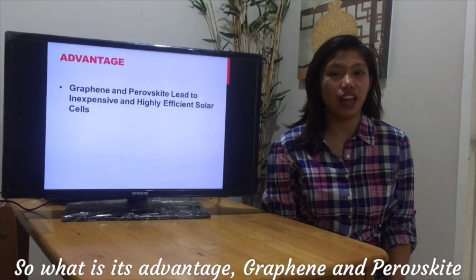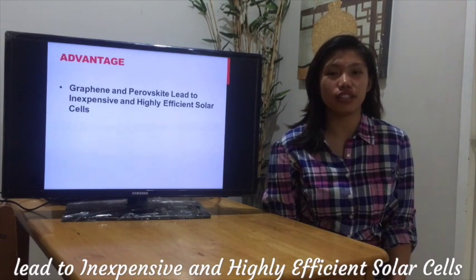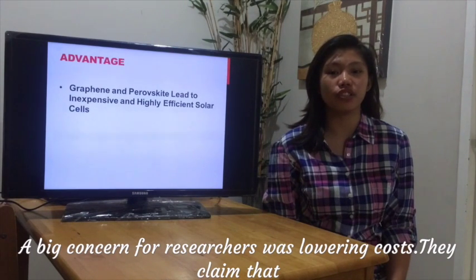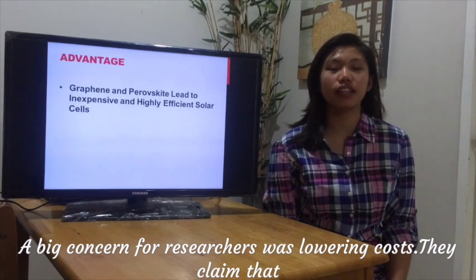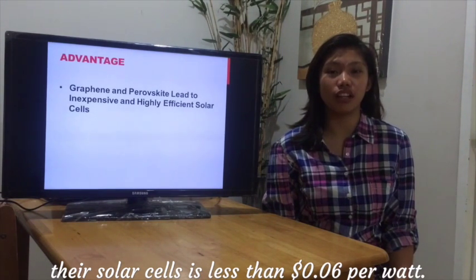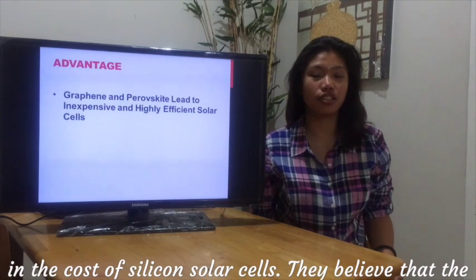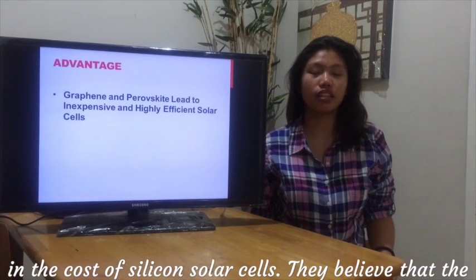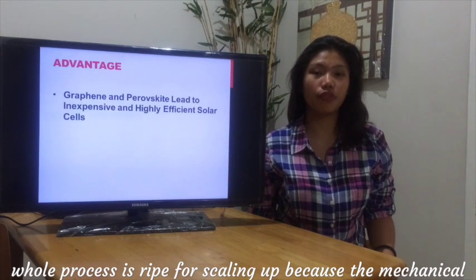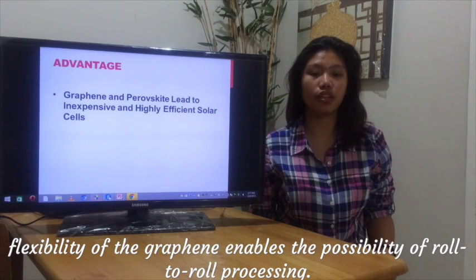So what is its advantage? Graphene and perovskite lead to inexpensive and highly efficient solar cells. A big concern for researchers was lowering costs. They claimed that their solar cells cost less than $0.06 per watt, which they reckon is more than a 50% reduction in the cost of silicon solar cells. They believe that the whole process is ripe for scaling up because the mechanical flexibility of the graphene enables the possibility of roll-to-roll processing.